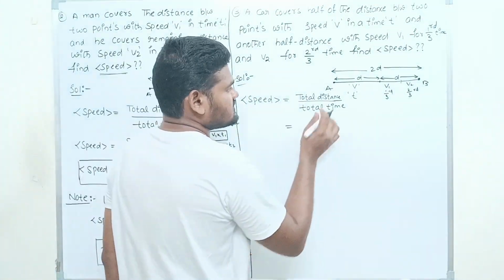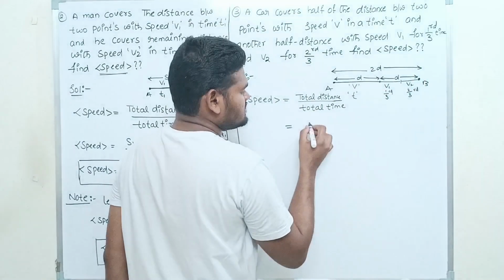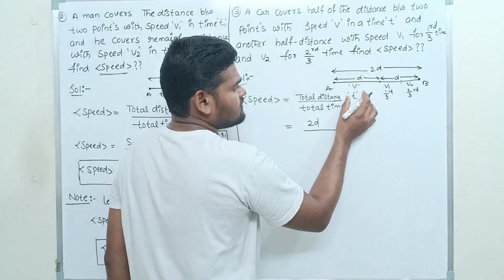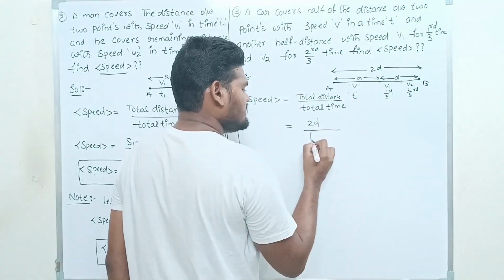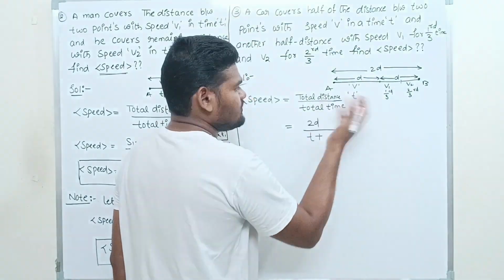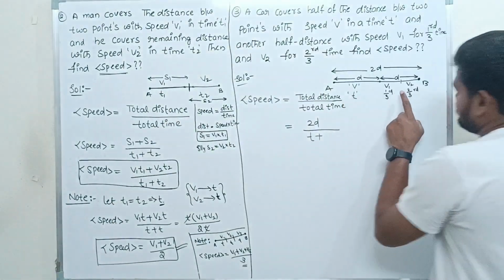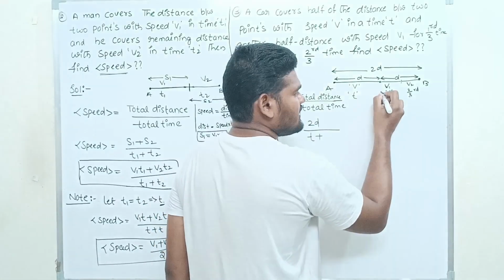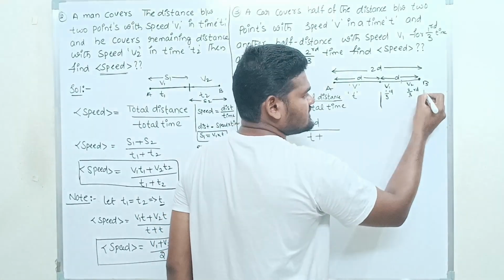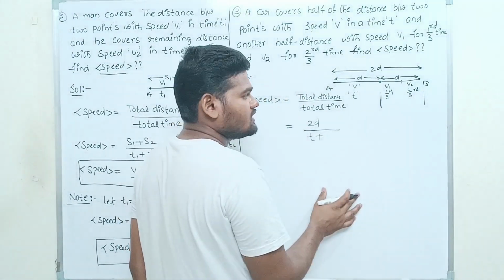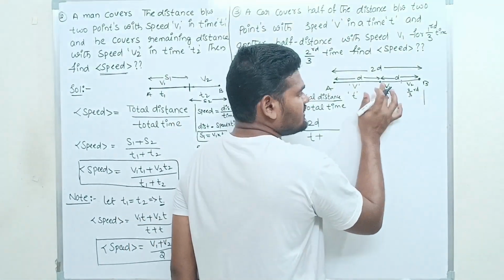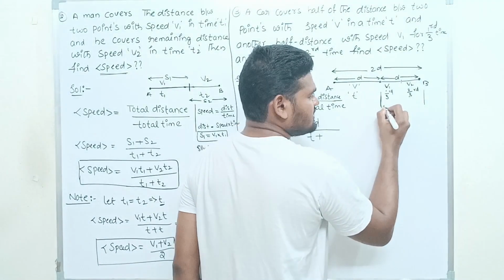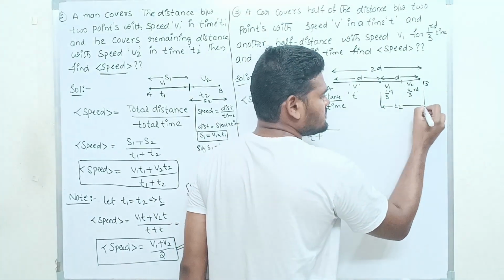Okay. So total distance, already we have total distance is how much? 2d. What is the total time from here to here? Time is t plus remaining time. So have a look. Here 1/3 time is there. Here 2/3 time is there. I want to find the time for the remaining half of the distance. Here we have to find t2. I'm just taking the total time to cover this half of the distance as t2.